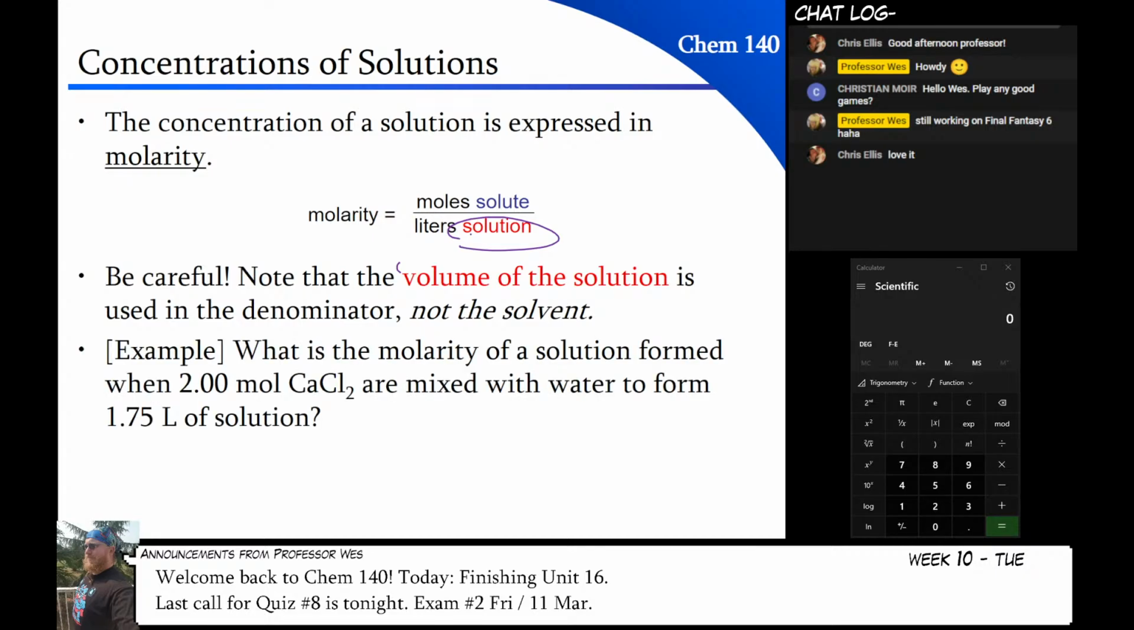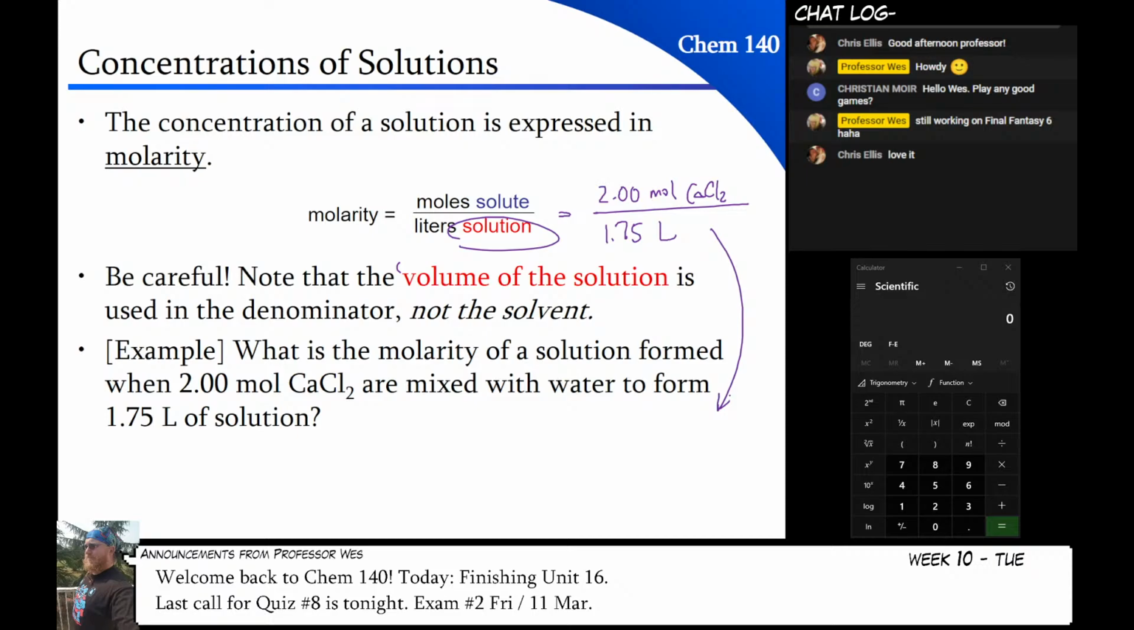So let's do a sample calculation here. I want to make 1.75 liters of solution. So I add 2 moles of calcium chloride to the container, and I add enough water so I fill it up to the line. What would its molarity be? So the way that we would do that is we would say, okay, well, the moles of solute would just be 2 moles. And then the volume would be 1.75 liters of solution.